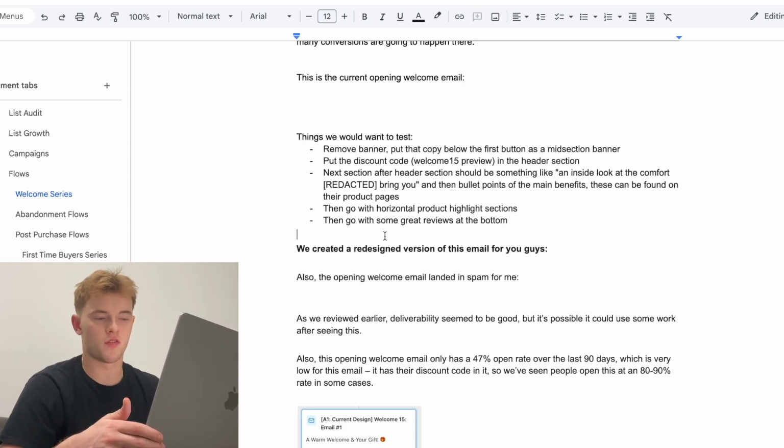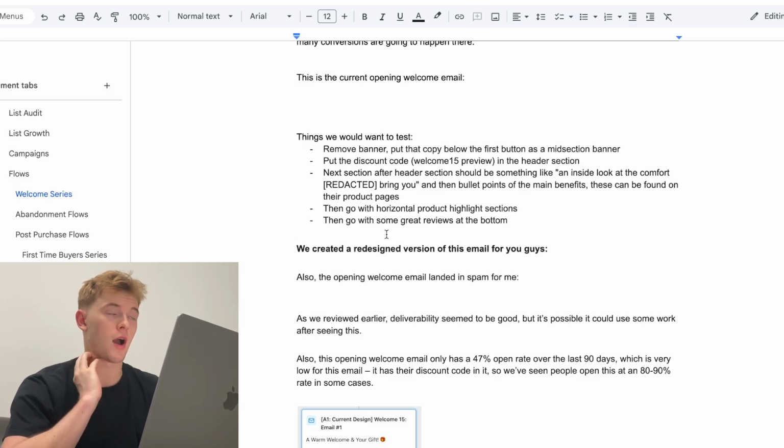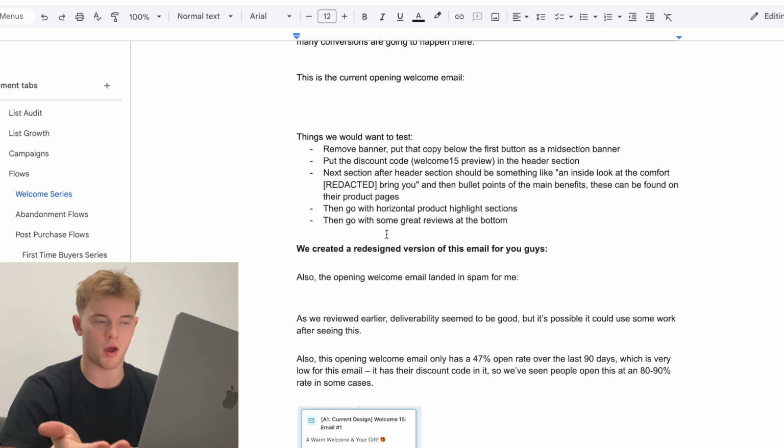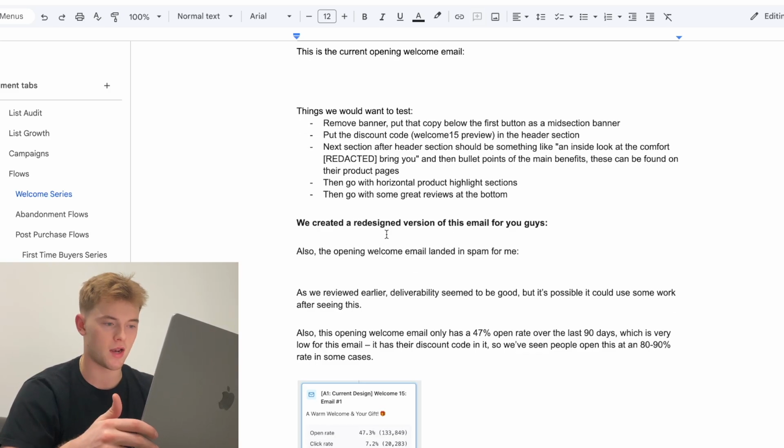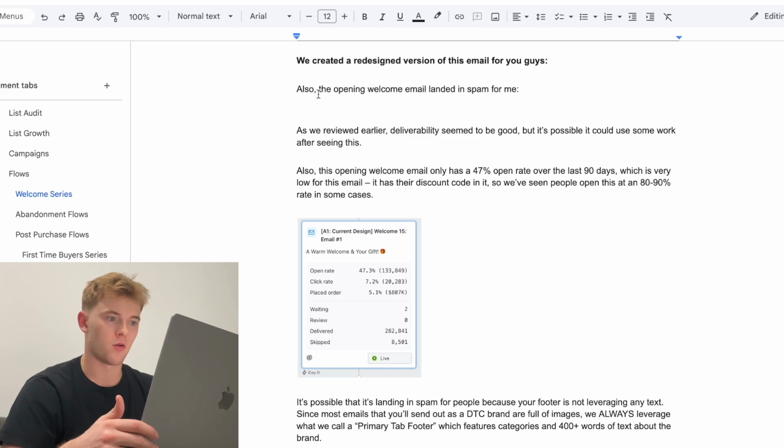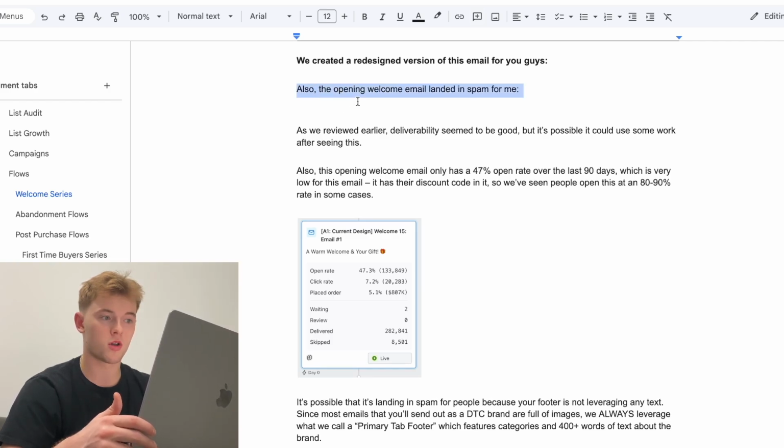The presentation of the offer wasn't good either. And then below that, they didn't even have optimized benefit sections or product sections or anything like that. So that was all stuff that we recommended that they get added in. Now, big thing here is that the opening welcome email actually landed in spam for me, which is immediately a big red flag to me.